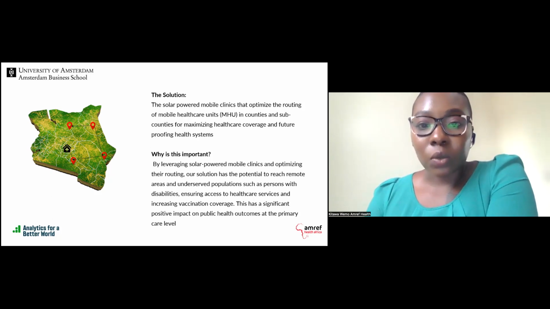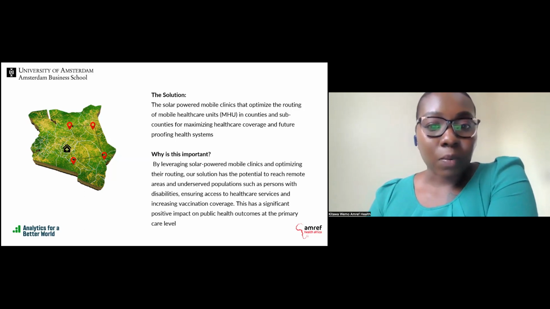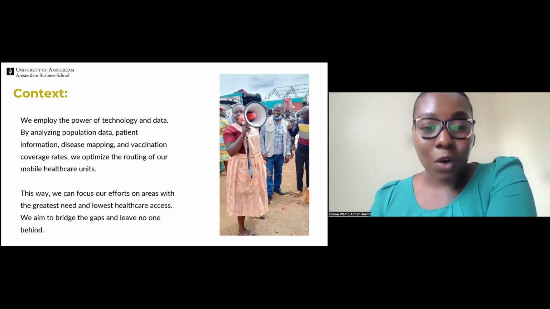So AMREF decided to come up with solar-powered mobile clinics to improve healthcare coverage and vaccination coverage for Kenya, and now it's being implemented across other countries in sub-Saharan Africa. The goal is to use data to help us understand how best to route the mobile clinics, looking at the population that we are serving, the health worker to population ratio, and the type of healthcare unit that is there. Is it a level 4, 5, or 3? That way we can be more efficient in how we distribute personnel and healthcare commodities to people at the last mile. So I'm going to hand this back to Mayuk to share a little more on the tech.